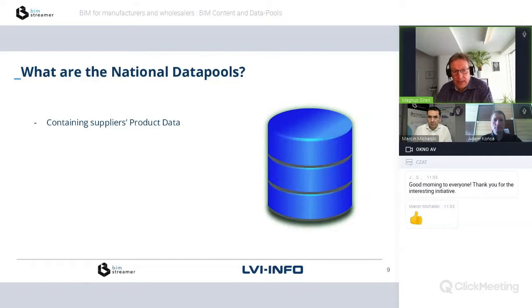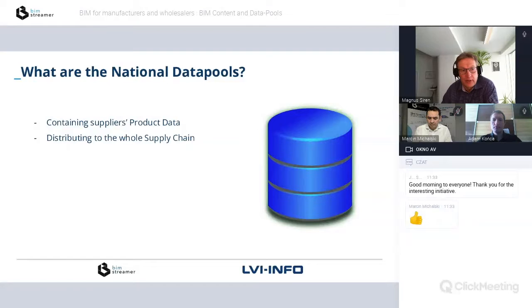So let's start with the what question. What are the national data pools? A national data pool is built on a database where manufacturers' product data is collected and stored in a structured way. Or like Daniel K. Morgan would have said it, we have the data with the information. We are not, of course, collecting the data just to have it in our database. The main thing is that when it's collected into the database, it will be available for the whole supply chain on our market.